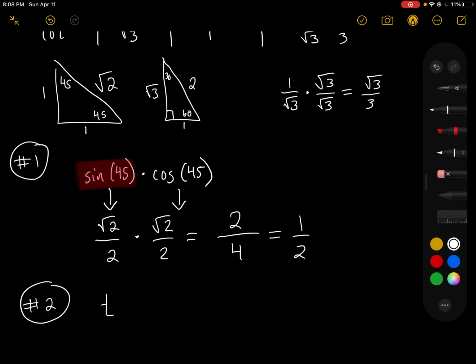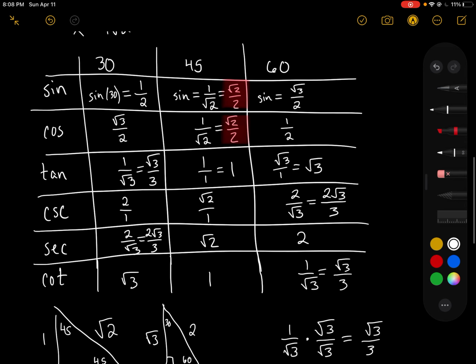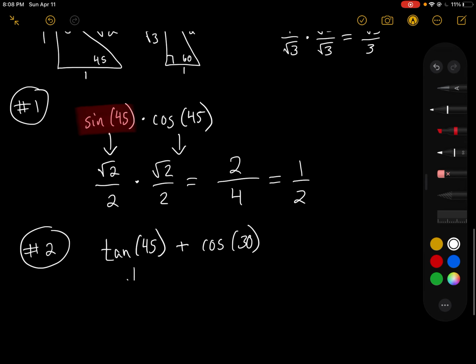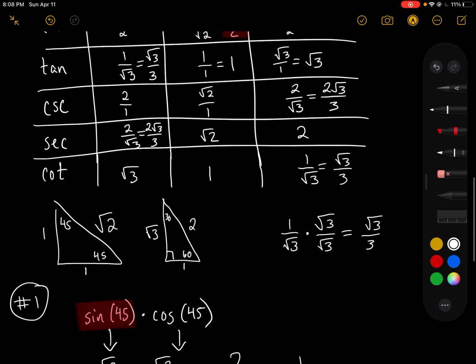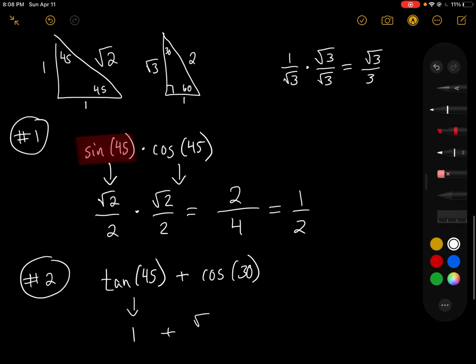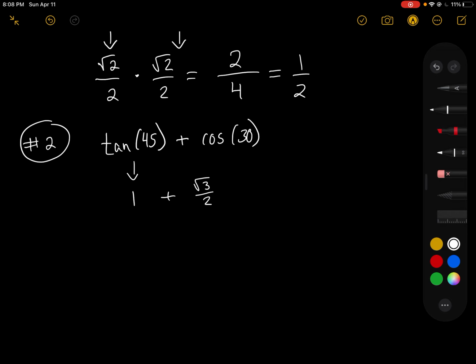Something else that we might see would potentially be some addition or subtraction. So you might see like the tangent of 45 plus the cosine of 30. So go back to our table. Tangent of 45 degrees equals 1. So we substitute that in. Then we go find the cosine of 30 degrees. The cosine of 30 degrees equals the root 3 over 2.